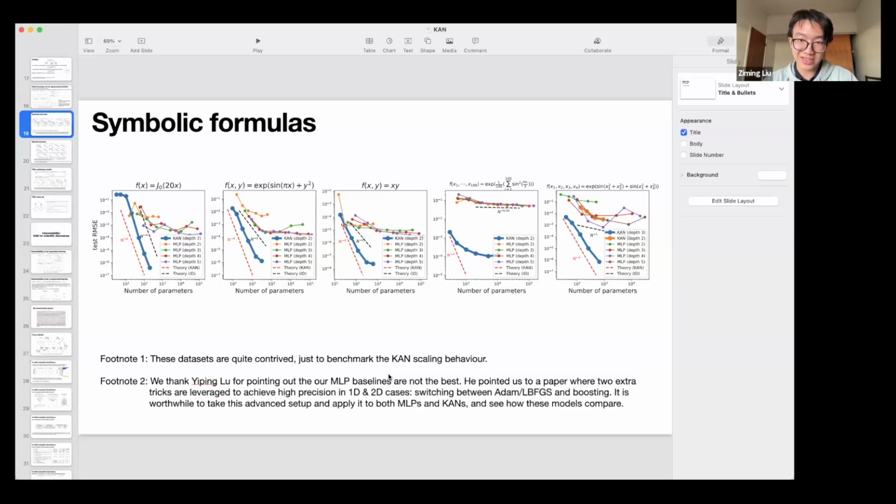So if that's the case, then people would just rush to build larger and larger models. But also the scaling exponents, like how fast the scaling law scales, matters. And here we show that for simple symbolic formulas, KANs have steeper scaling laws than MLPs.